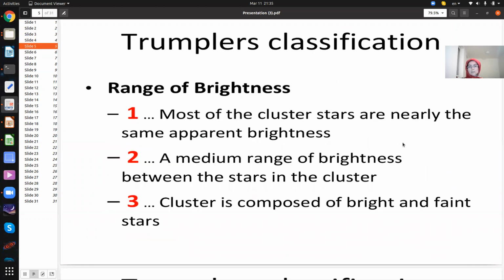And in three ranges of brightness, as you see, the first one is where most of the cluster stars have nearly the same apparent brightness. The second is a medium range of brightness between the stars in the cluster. And the third one is where the cluster is composed of bright and faint stars.